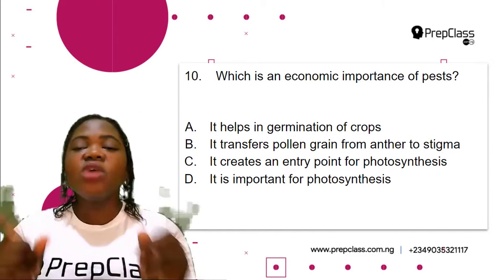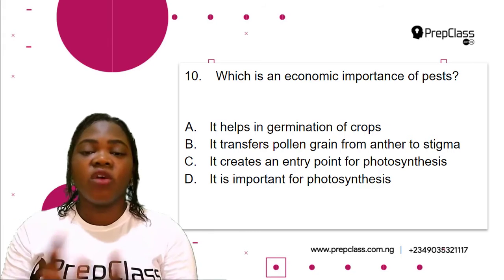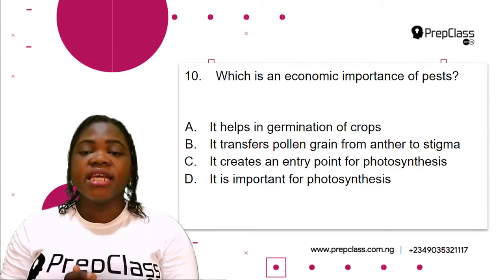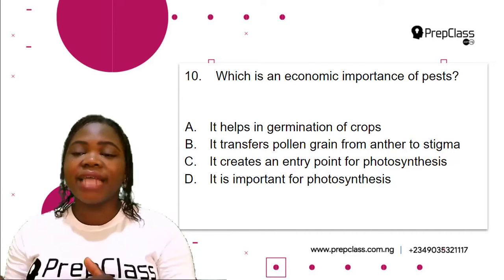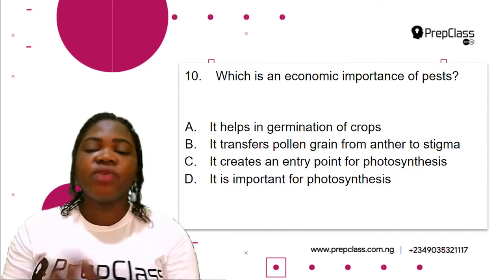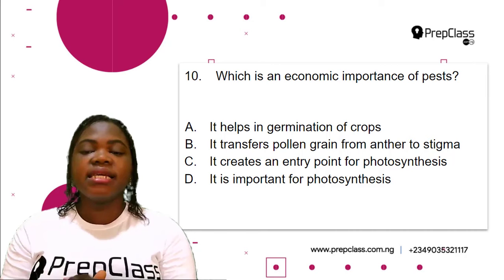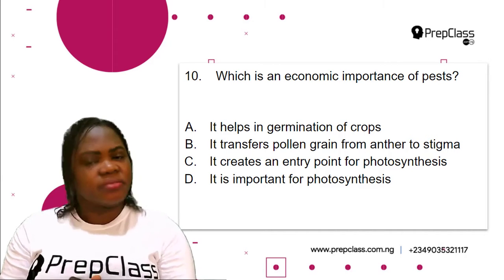Question 10. Which is an economic importance of pest? A. It helps in germination of crops. B. It transfers pollen grain from anther to stigma. C. It creates an entry point for photosynthesis. D. It is important for photosynthesis.